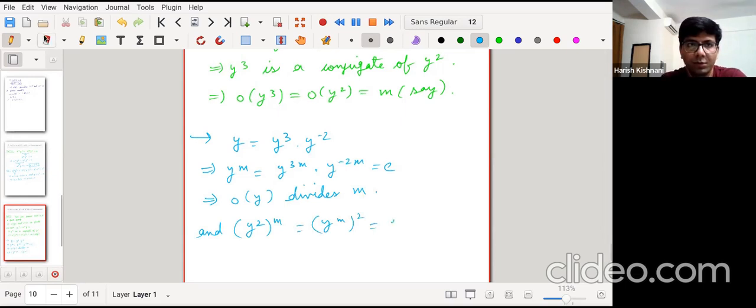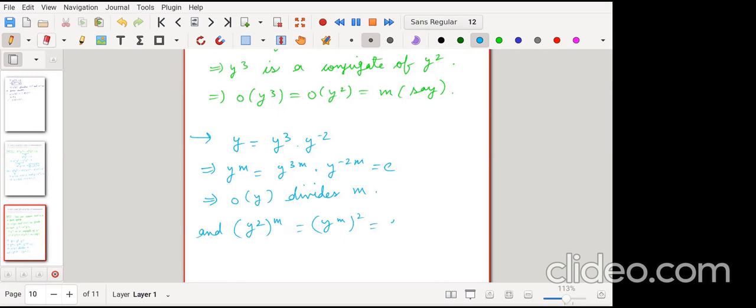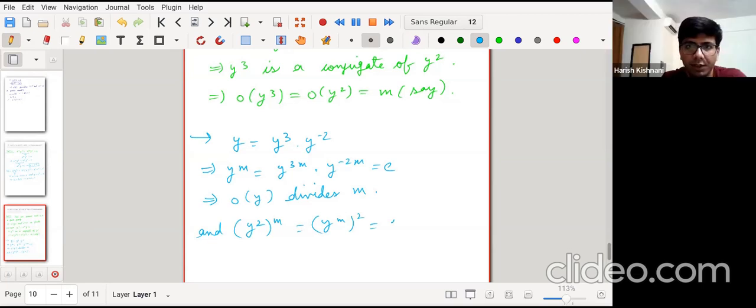We can just say that this is equal to identity because, instead of m, I should write order of y. So you have y raised to order of y, whole raised to square. So that is identity squared, that is again identity.